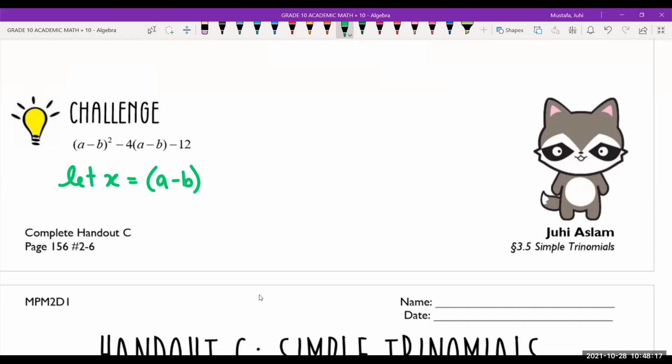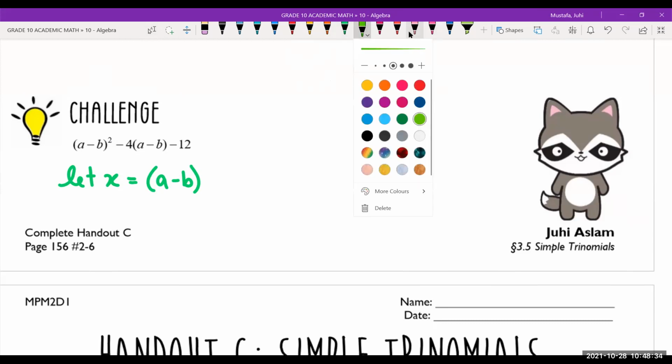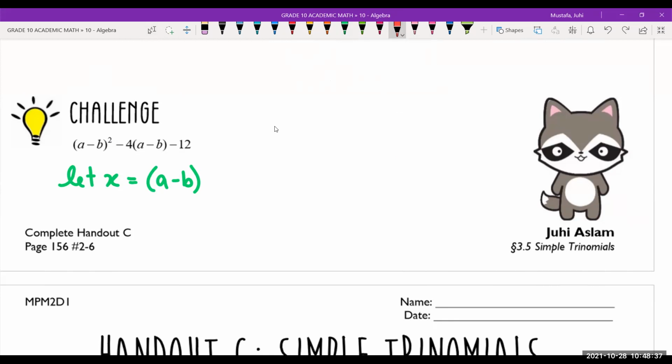I recommend you do this anytime you see a question where there's a binomial that looks very complicated. I don't want you to expand this. I don't want you to redistribute or anything like that. I just want you to recognize that there's an a minus b here and here, and replace it with an x. When I rewrite it, I end up getting x squared, because this a minus b is replaced with an x, minus 4x minus 12. Does everyone see what I did there and how I replaced it?